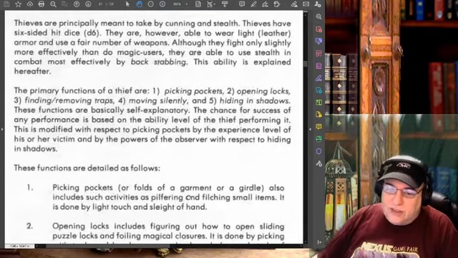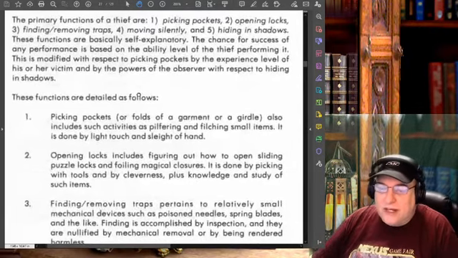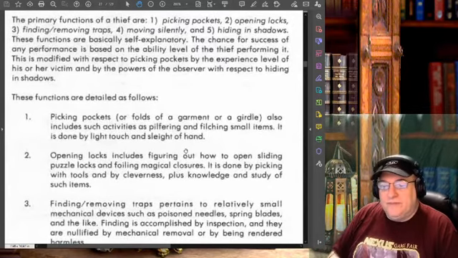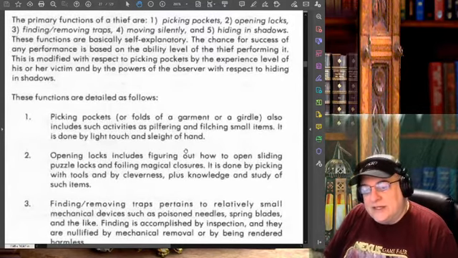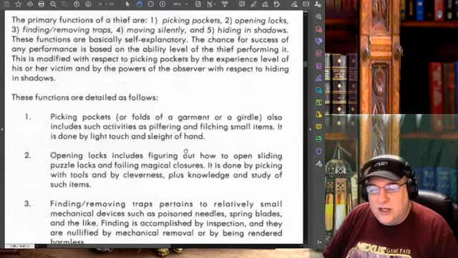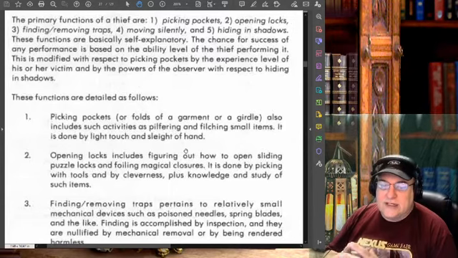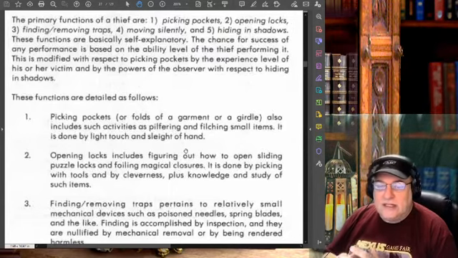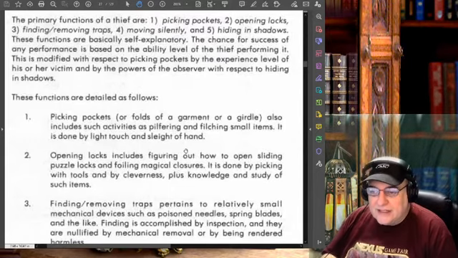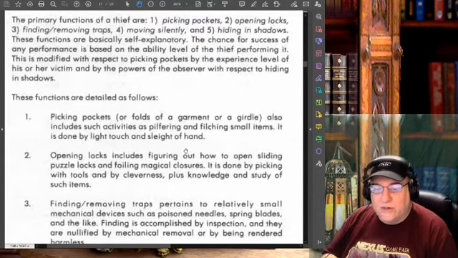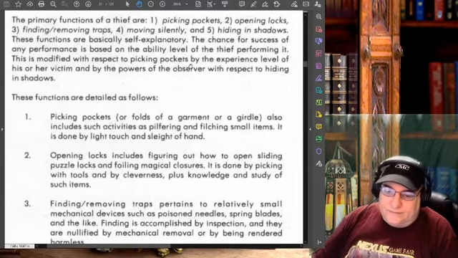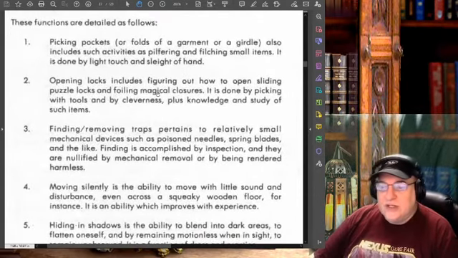The primary functions of a thief are picking pockets, opening locks, finding and removing traps, moving silently, and hiding in shadows. These functions are basically self-explanatory. The chance for success of any performance is based on the ability level of the thief performing it. This is modified with respect to picking pockets by the experience level of his or her victim, and by the powers of the observer with respect to hiding in shadows. These functions are detailed as follows.